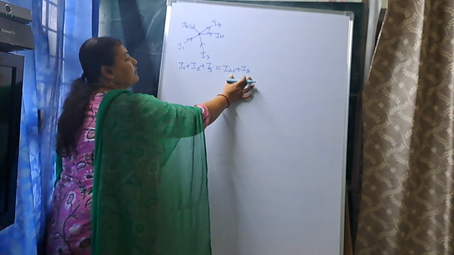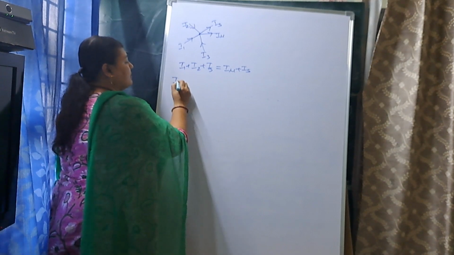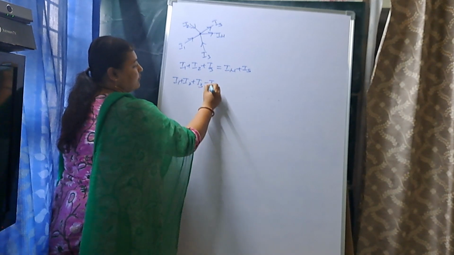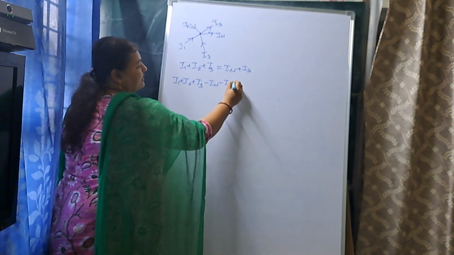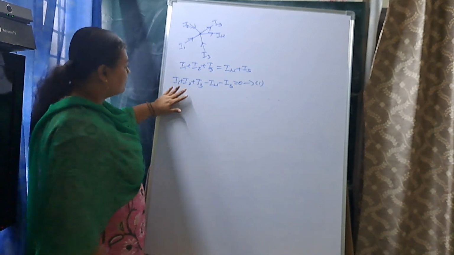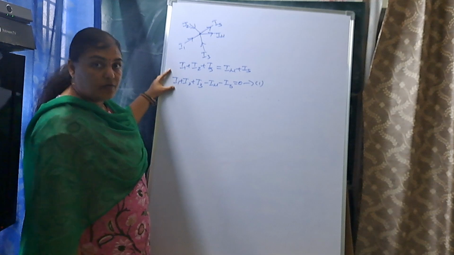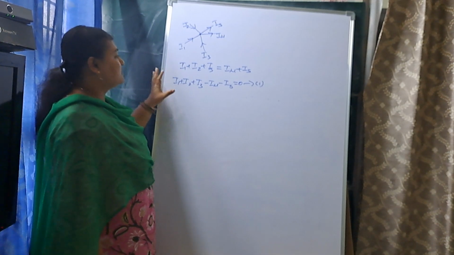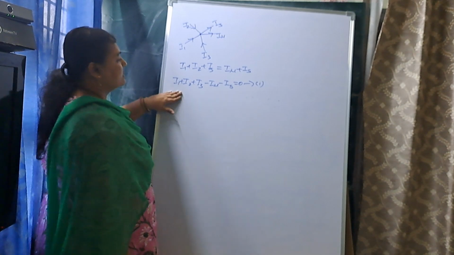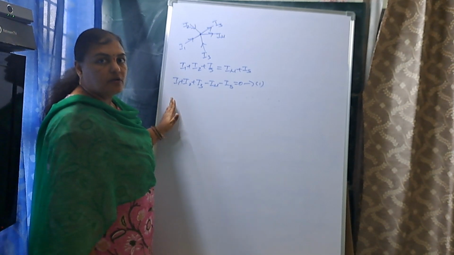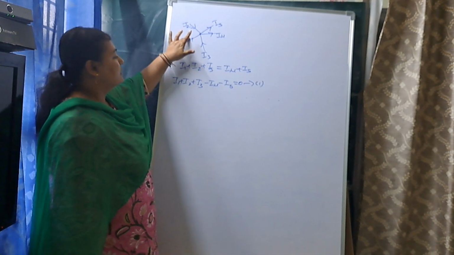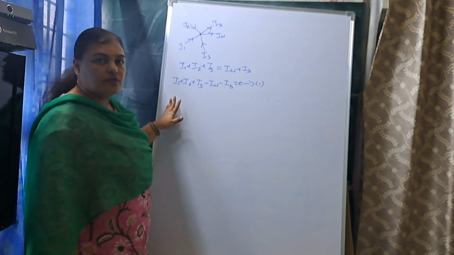When you transfer I4 and I5 to the left side, it becomes I1 plus I2 plus I3 minus I4 minus I5 is equal to 0. This is equation number 1. We can take this as the algebraic sum of current flows. Algebraic sum means a combination of plus and minus, and that should be equal to 0. These equations are called algebraic equations. The algebraic sum of current flows through a junction is called Kirchoff first law.